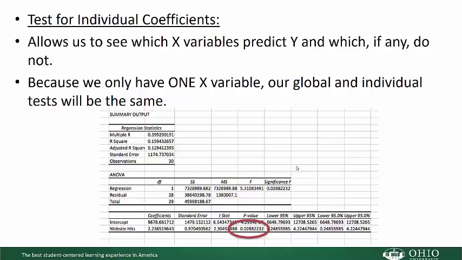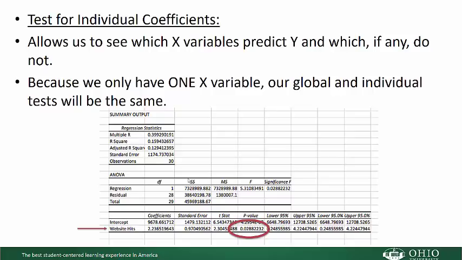However, when we move on to multiple regression in the next module, the global and the individual tests will become more important. But for now, just know that the p-value will always be the same, and it will indicate if X does predict Y or if it doesn't. Again, if it's less than or equal to 0.05, that means X does predict Y. So in our example, website hits can be used to significantly predict Y, or weekly revenue.